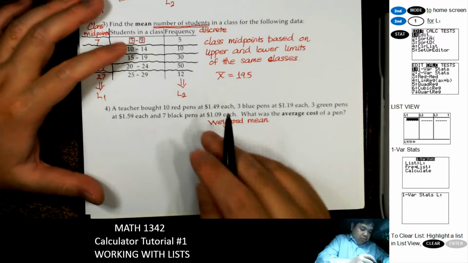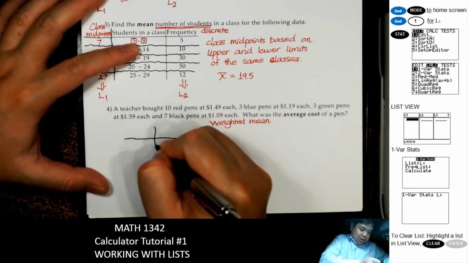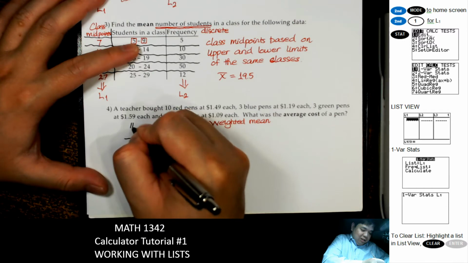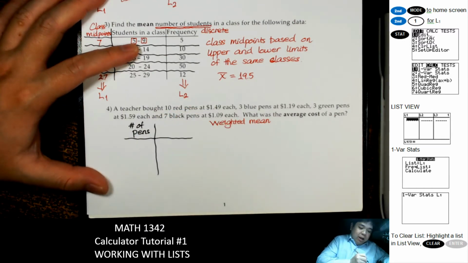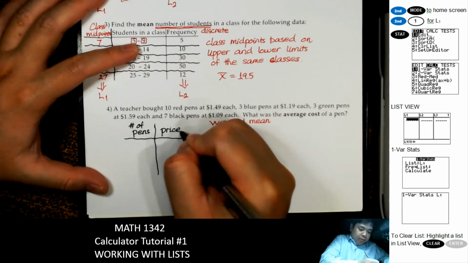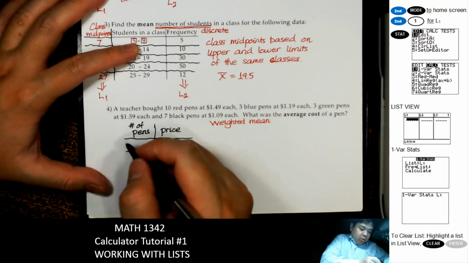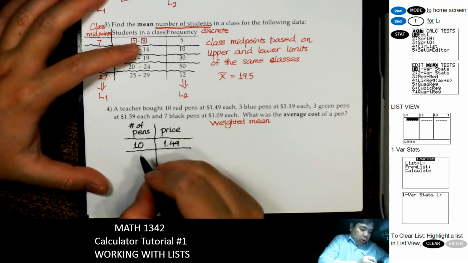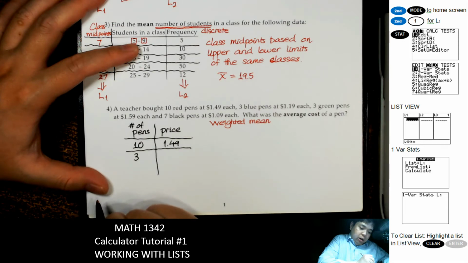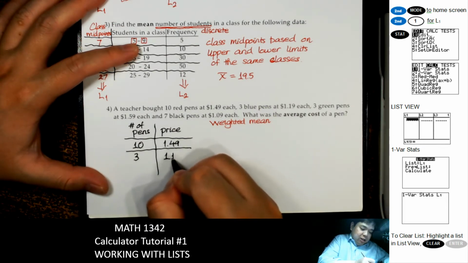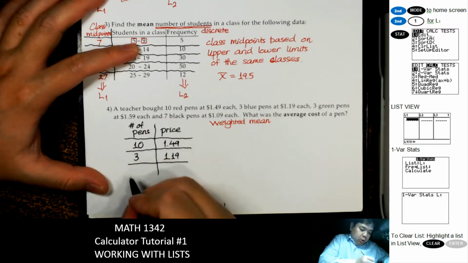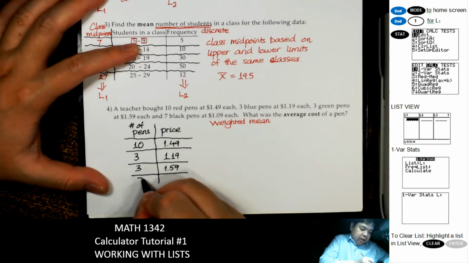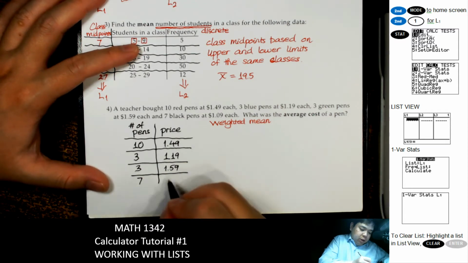I'll just summarize the data like this. We have the number of pens, and then we have the price. 10 red pens, 1.49 each. 3 green pens, 3 blue pens, 1.19. 3 green pens, 1.59. And 7, 1.09.